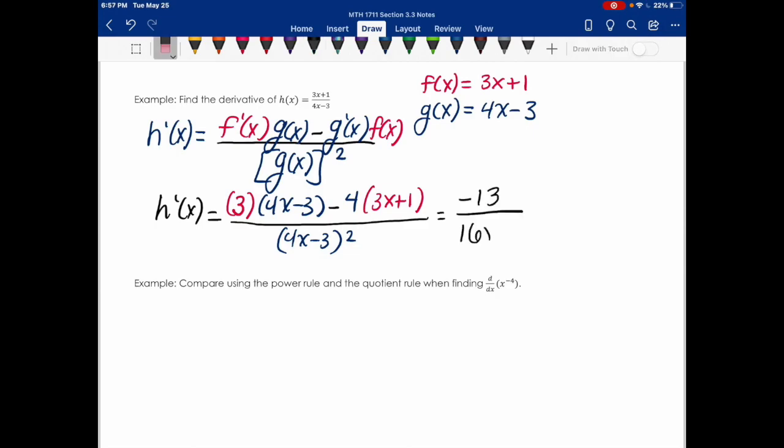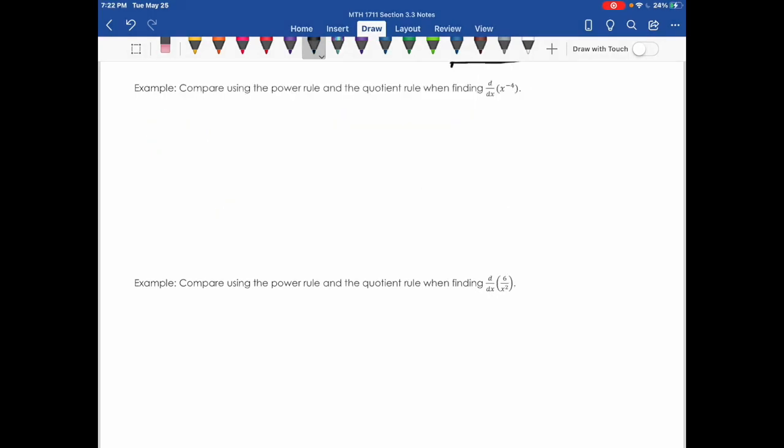When I simplify all of this, I'm going to get negative 13 over (4x minus 3) squared. In these next two examples, I'm going to show you how there are times that you have a choice between using the quotient rule or the power rule, and even the product rule. So there isn't always just one way to do something. A lot of times there are different ways that you can take the derivative.